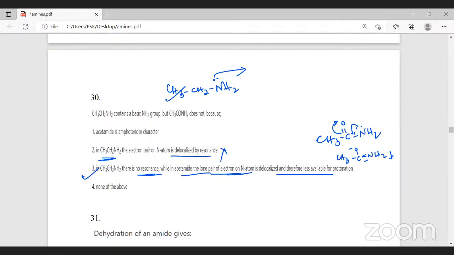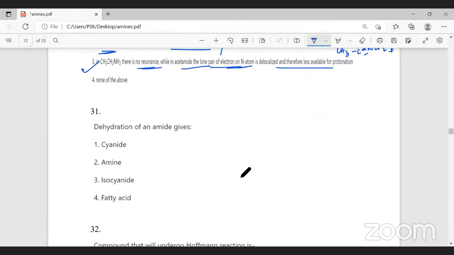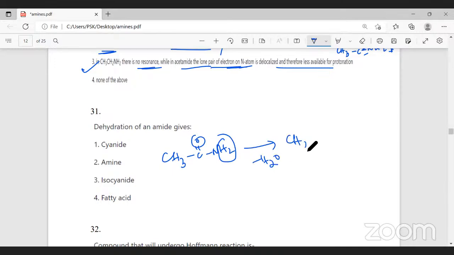The next question: dehydration of amide, CH3C=O NH2. Dehydration is removal of water. These 2 hydrogens and this oxygen get eliminated as water. So we have CH3C triple bond N. So we get cyanides. Answer for this question is cyanides, option 1.